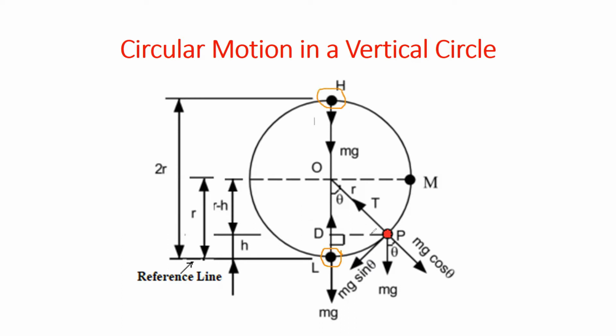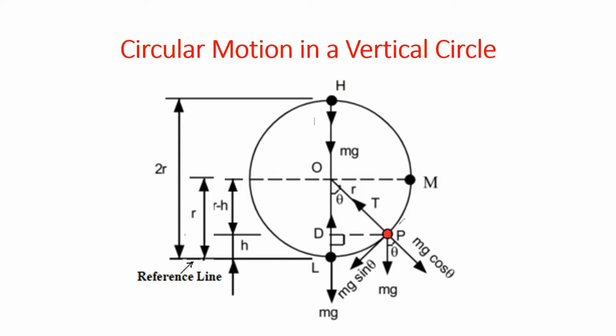That is, when it moves from the lowermost point to the uppermost point or topmost point, its velocity decreases, and when it starts moving from the topmost point to the lowermost point, its velocity increases. It means that it is non-uniform circular motion. Now, before starting the derivation, we have to understand the diagram clearly.